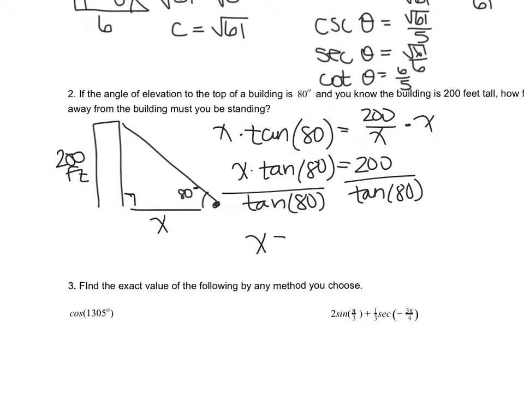And now it just becomes evaluating in our calculator. And always make sure that your calculator is in degree mode before you plug it in. So 200 divided by the tangent of 80 is going to give us 32.27 feet.